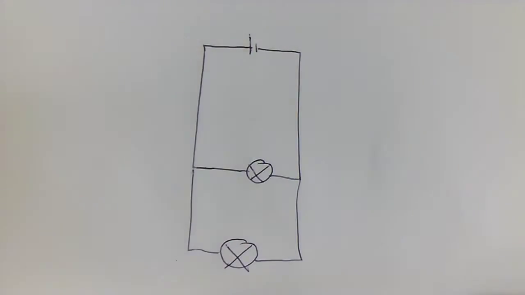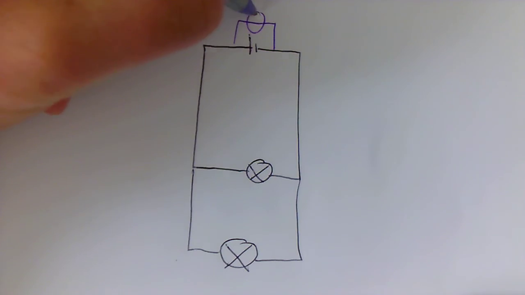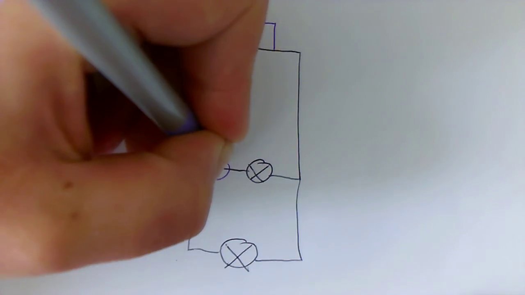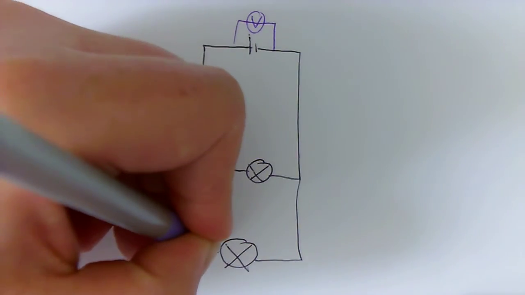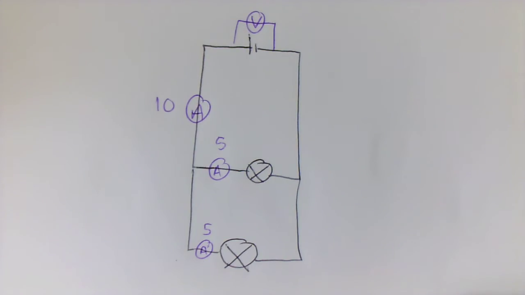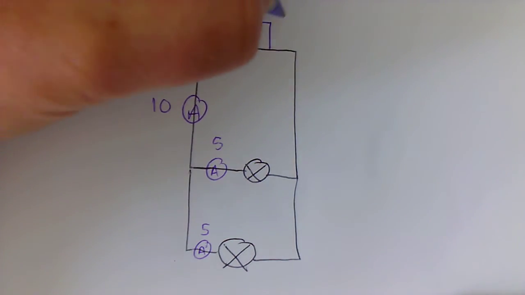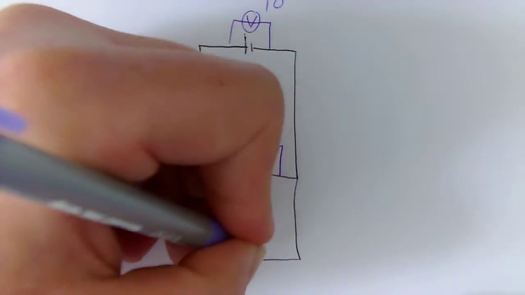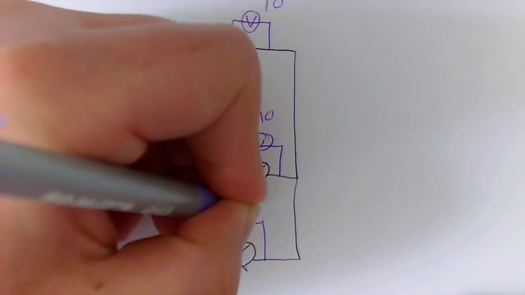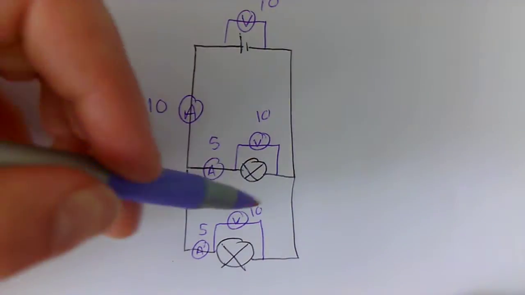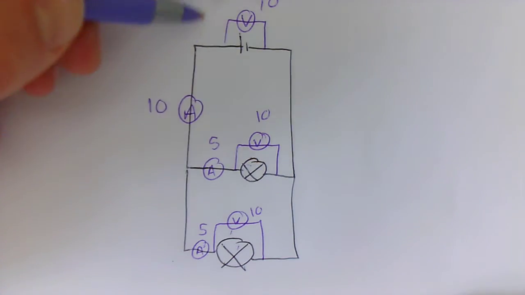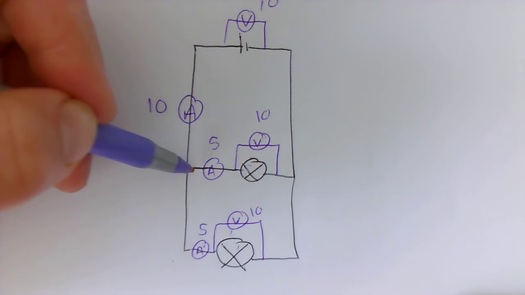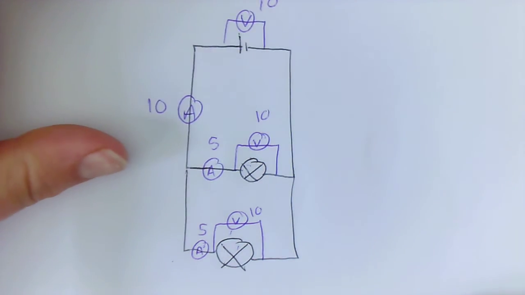So if we go to this one here, if I put an ammeter in here and say that this is 10, an ammeter here, this one would be 5. But if I have a voltmeter and this is 10, the voltmeter here would read 10, and the voltmeter here would read 10. The bulbs have the same resistance, but they're getting the same push as the battery because the voltage on these electrons is the same.